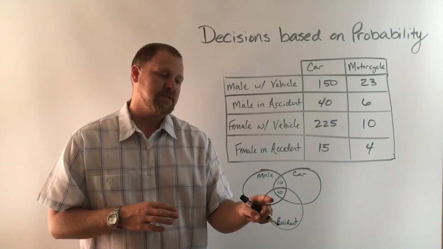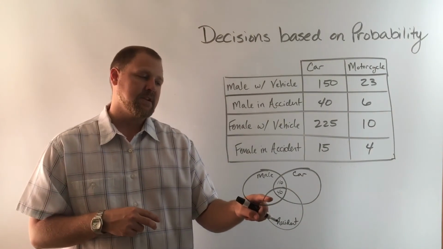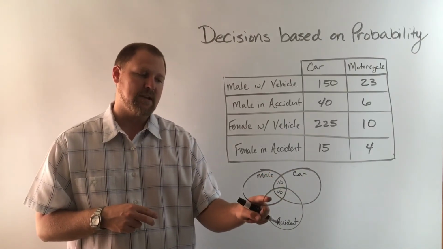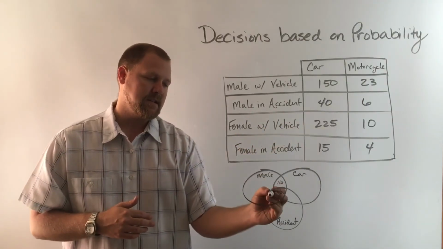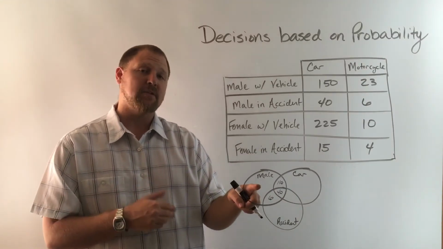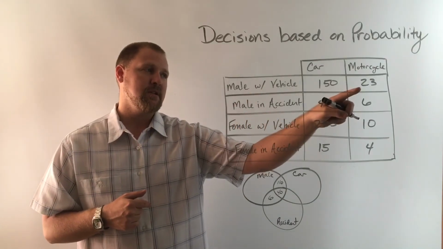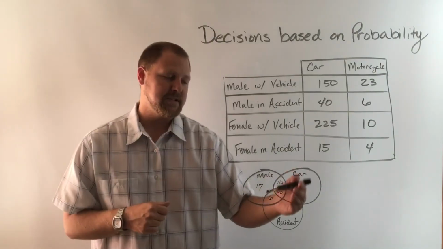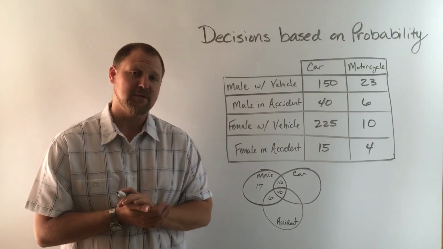Right here we have males in a motorcycle that have been in an accident because it's not inside of this circle that says car. So this is motorcycle, male, and accident. Male, accident, motorcycle, that is 6. This section right here is males that have a motorcycle that have not been in an accident. Males with a motorcycle is 23. 6 of those have been in an accident, which means there's 17. Now we're looking at the females because the male circle has 4 sections and all sections have been filled in.